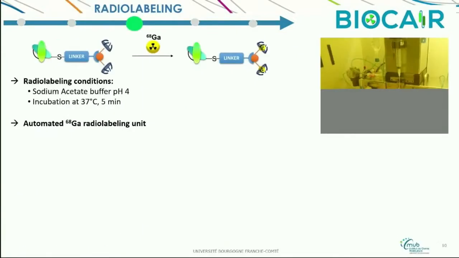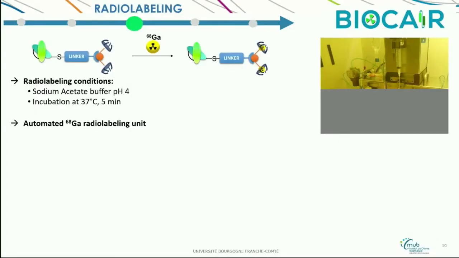Then we have to do the radiolabeling itself. So, chelating agents. The purpose of a chelating agent is to be a cage for the isotope. Here is the gallium-68 that we have used, which is an isotope that has a half-life of 1 hour. So you have to be very fast. Basically, you use an automatic system.